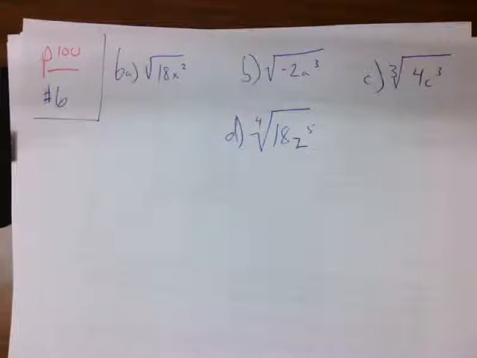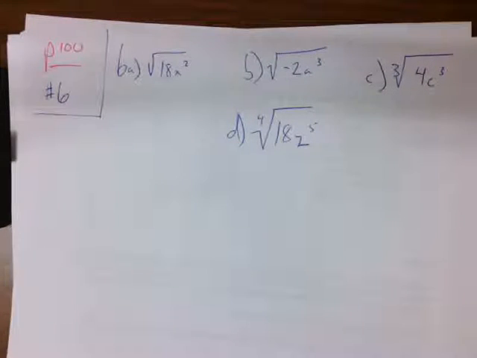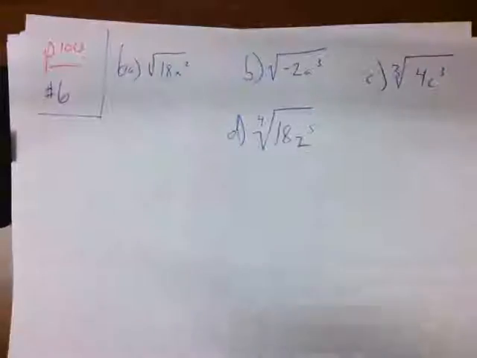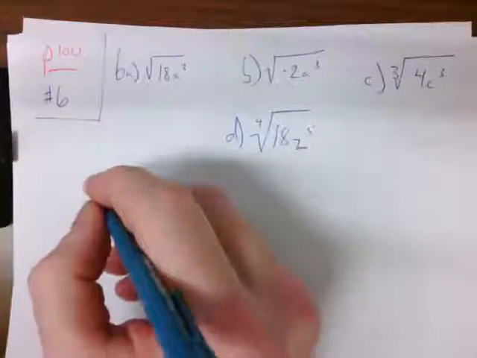All right, page 100, number 6. It says, for which values of the variable is each radical defined? Justify your answers.